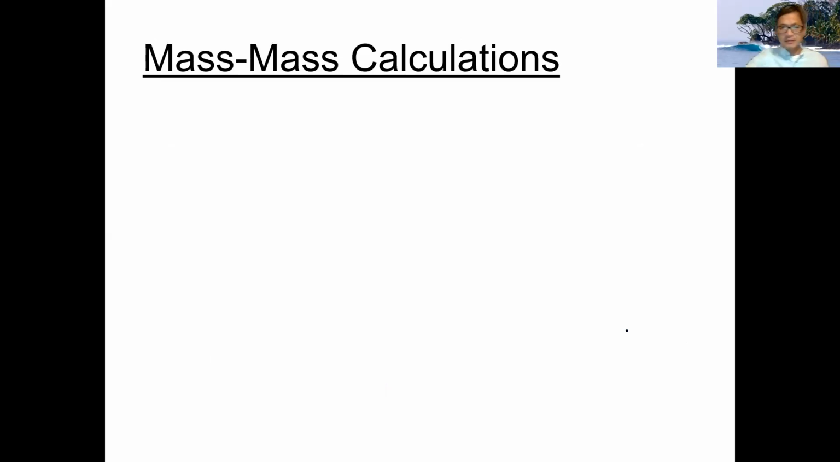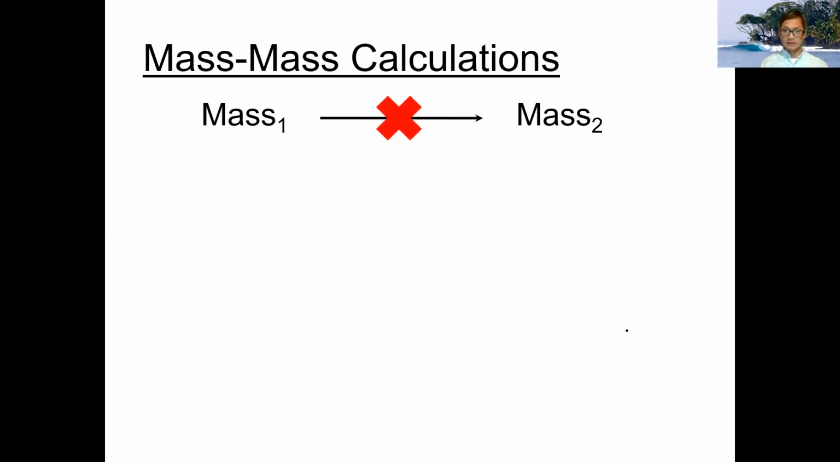Okay. So the idea here is we start out with, or we are given, a mass of a reactant or product even, okay? And we want to find out the equivalent mass of another substance in the reaction itself. Understand this, we can't do that directly. There is no mass to mass conversion that we can do. There are no conversion factors that allow us to do that. We haven't learned about it yet.